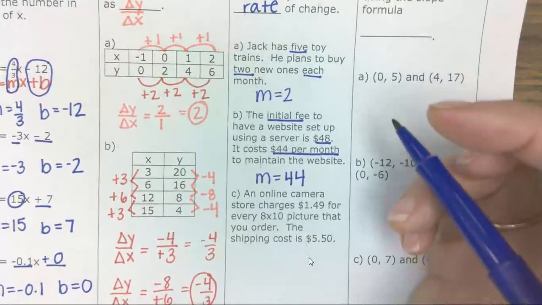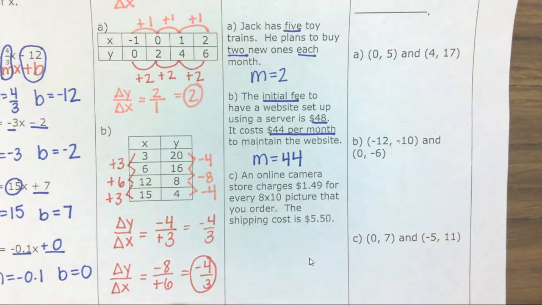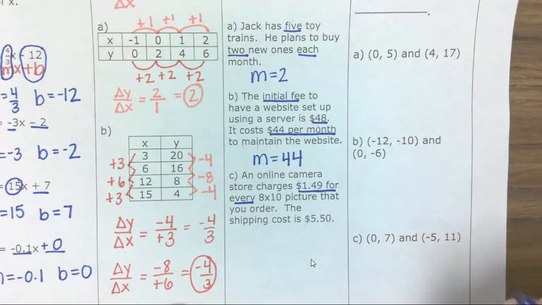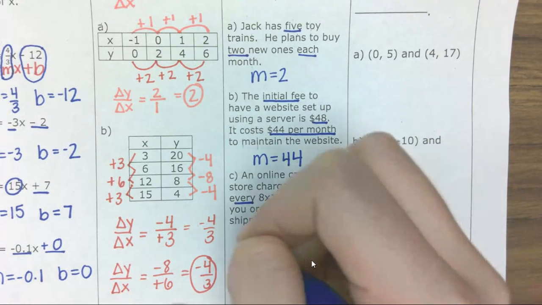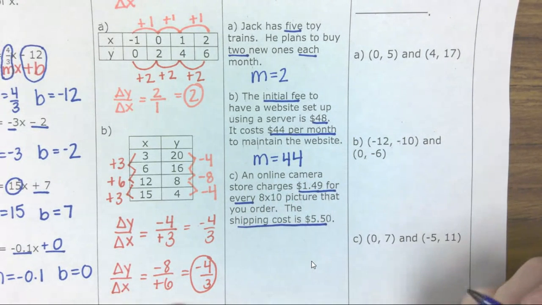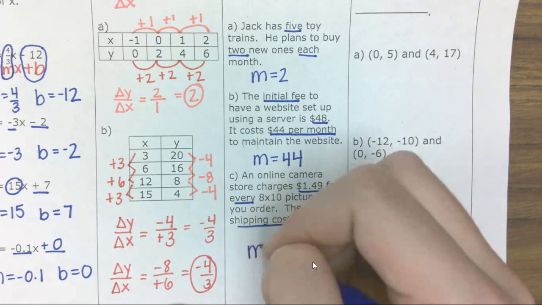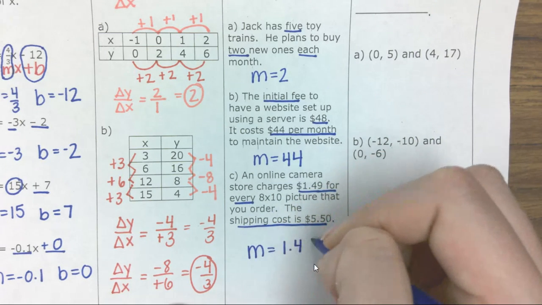And the last one, C, an online camera store charges $149 for every 8x10 picture that you order. So $149 for every 8x10 picture. The shipping cost is $5.50. Well, how much are they charging for every picture? They're charging $1.49, which means that's my M.